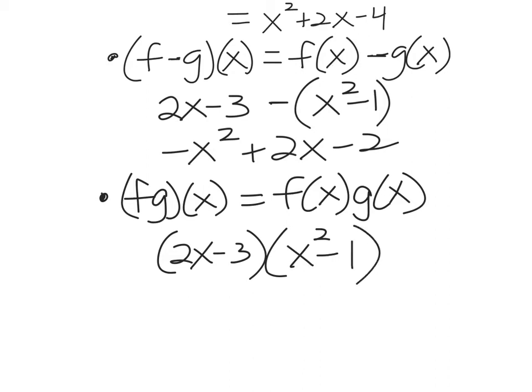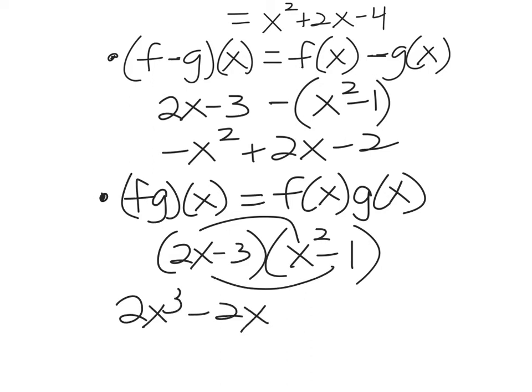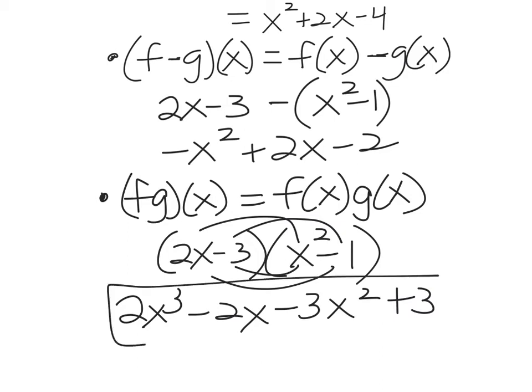Let's multiply. It's a different way to distribute. It's called FOIL. We're going to go first, which gives us 2x cubed. Outside is negative 2x. Inside is negative 3x squared. And my last term is positive 3. There are no like terms. If you want to leave it like that, you can. It didn't say to put it in standard form. And that could be our answer right there. No problem.